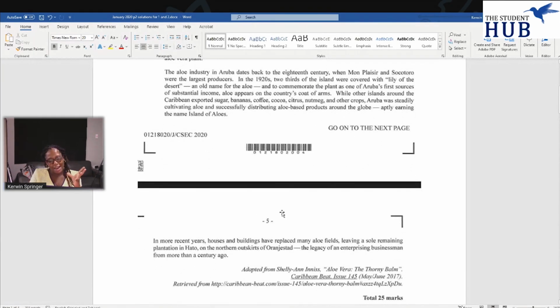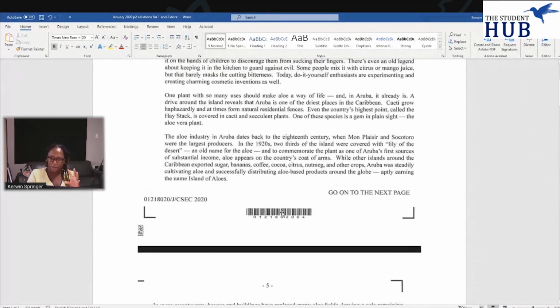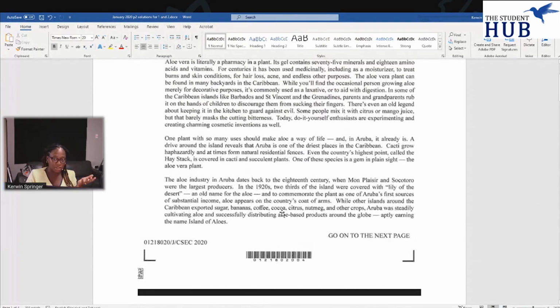So that third paragraph is giving us a little historical context where aloe and Aruba are concerned. And in the last paragraph, the smallest paragraph, all they're really saying is that recently, because remember that was in the past, that was historic, they have kind of moved away from that. There are not many fields left, they don't exist anymore, so they had to change tactics.